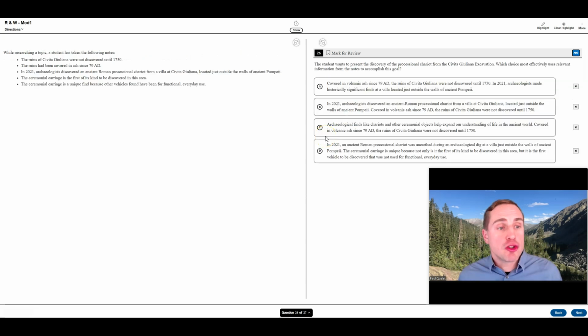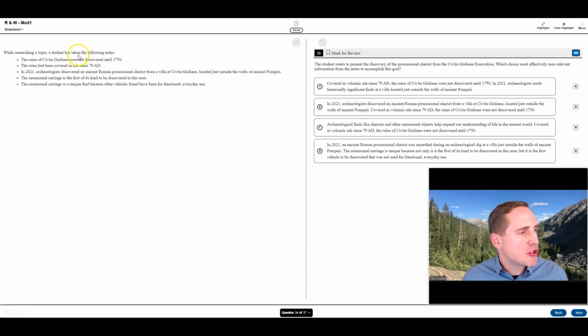Okay, now we go to question 26. This is a different instruction. It says the student wants to present the discovery of the professional chariot from Civita Guiana excavation. Which choice most effectively uses relevant information from the notes to accomplish this goal? Okay, so let's read what's going on here. And we're going to have to kind of read the choices. So I wouldn't recommend reading the choices yet because there's a lot of information.